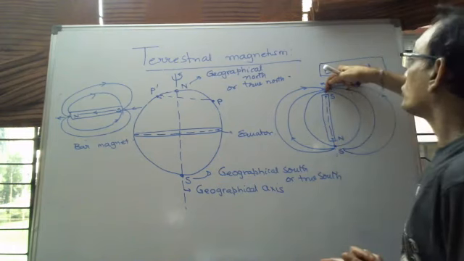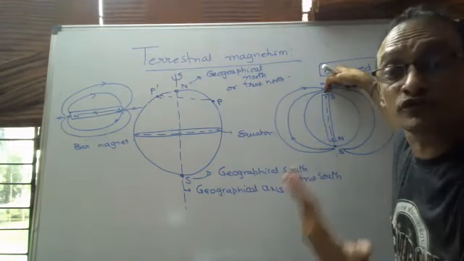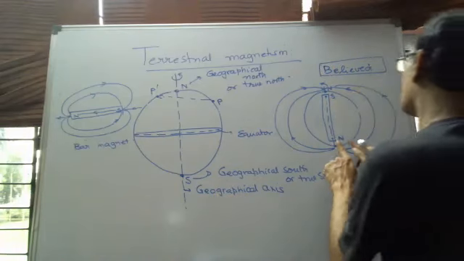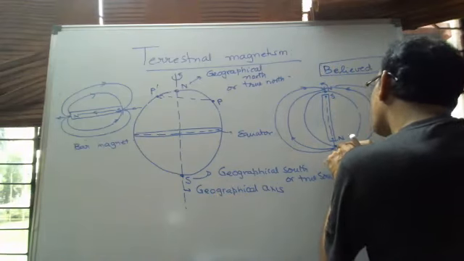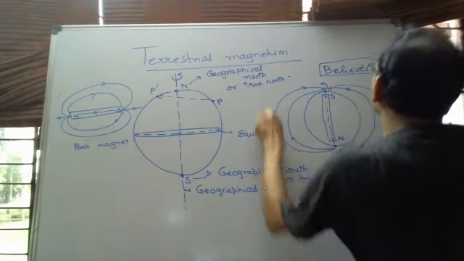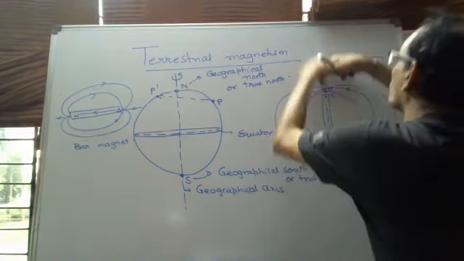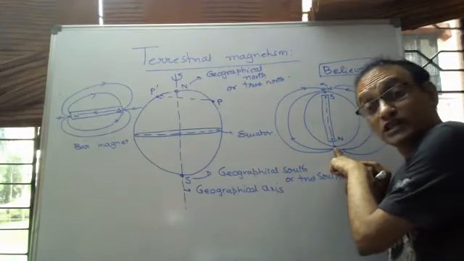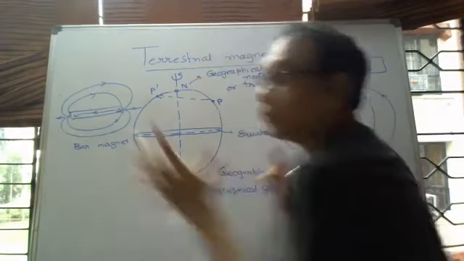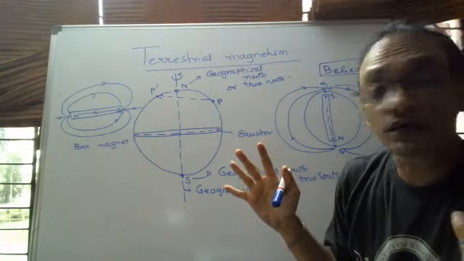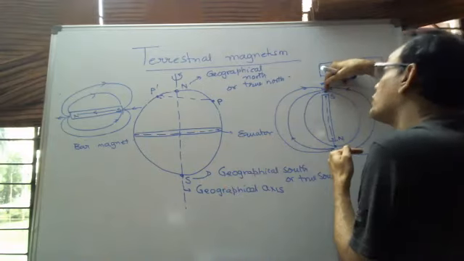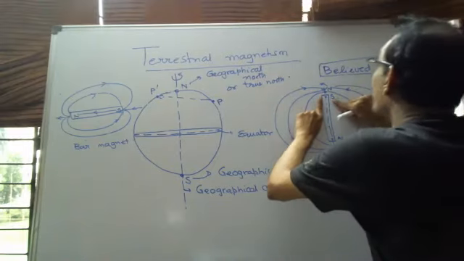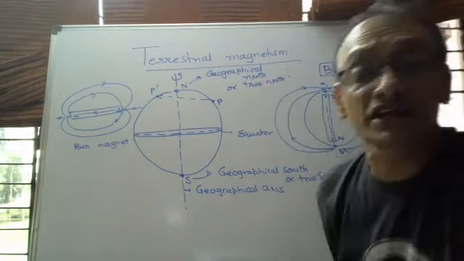The north pole of the Earth, geographical north of the Earth, must be like the south pole of the magnet. Because magnetic field lines leave the north pole, magnetic north, and enter the magnetic south. So the geographical south pole must be like the north pole of the magnet that the Earth behaves like, and the geographical north pole must be like the magnetic south pole of the magnet that the Earth behaves like.